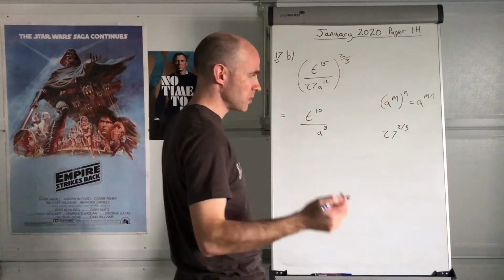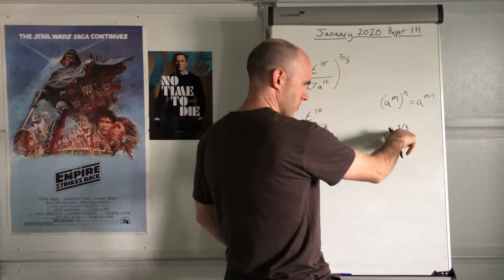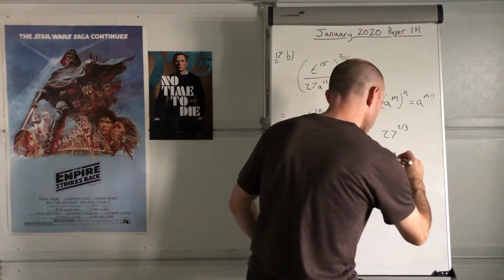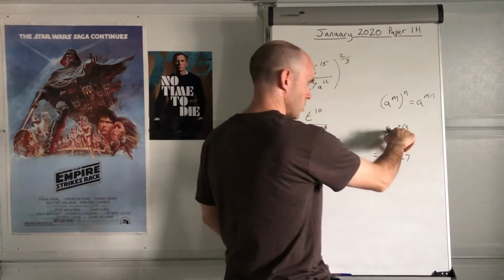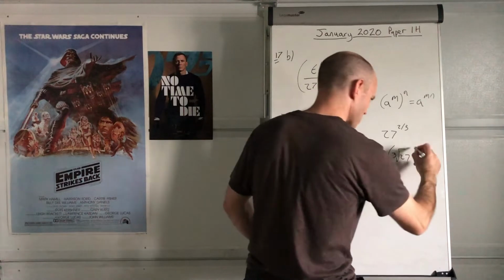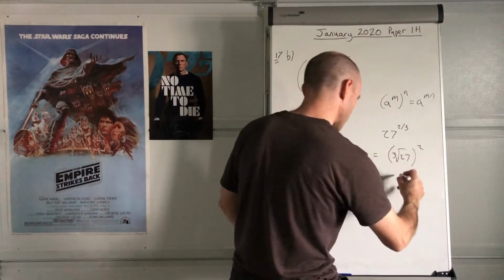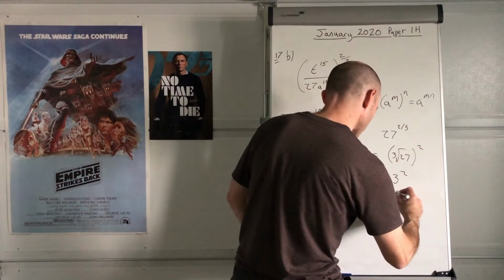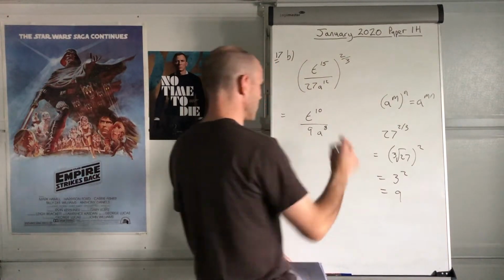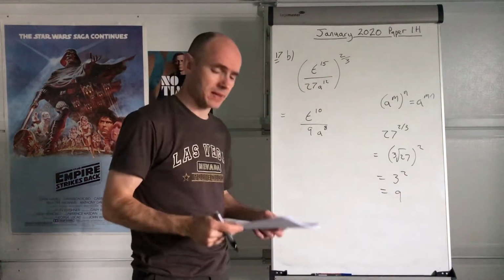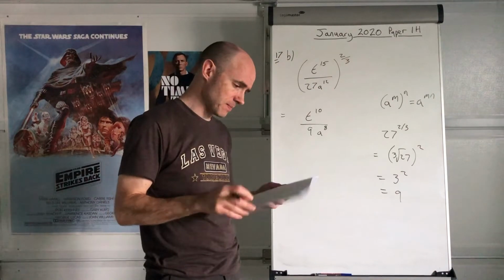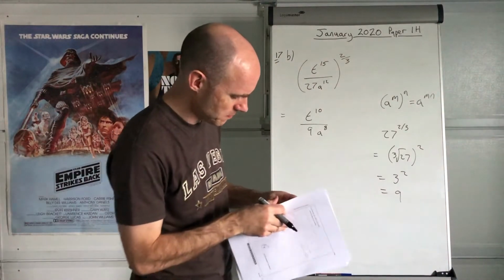Okay. What I hope you do is realise that the 3 in the denominator means you do the cube root of 27, and the 2 in the numerator means you square it. Okay. So cube root of 27 is 3, and then you square it, you get 9. So that's your answer. t to the 10 over 9a to the 8. Okay. Hopefully that was good for you.